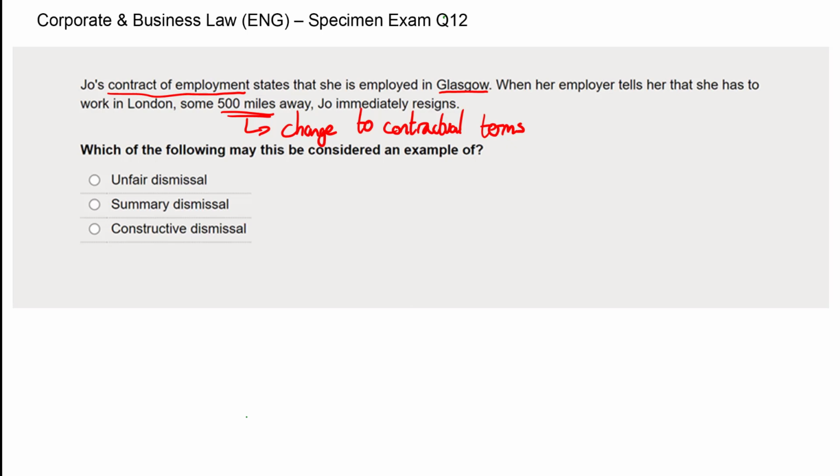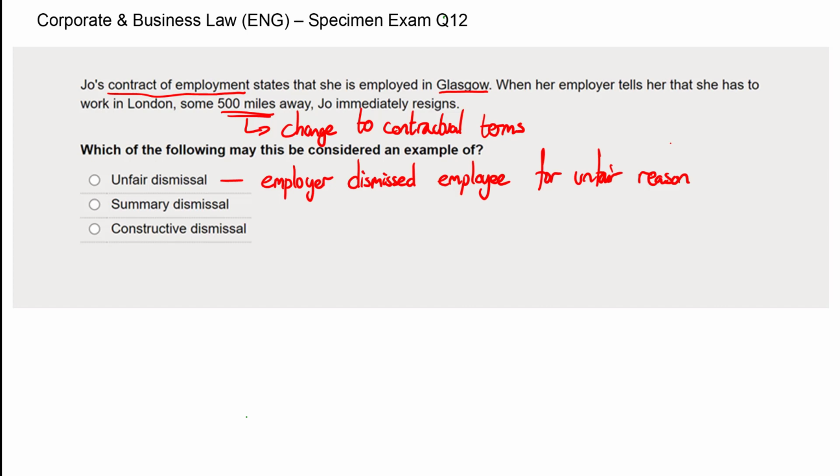Now, Jo immediately resigns. Which of the following may this be considered an example of? What sort of dismissal? Well, the first thing to note is that the employer has not directly actioned the dismissal. As a result of that, we can eliminate two of these options.